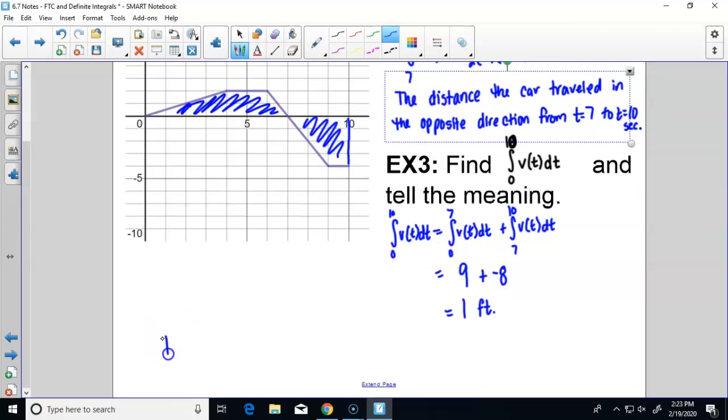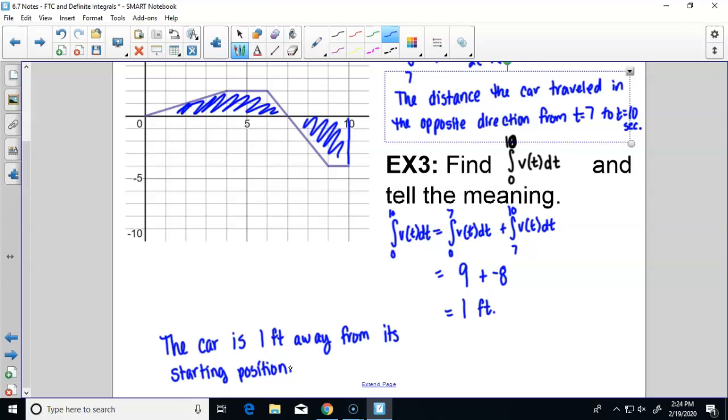So this tells us that the car is 1 foot away from its starting position. And if they had given us something like north or south or left or right or something like that, we could tell this would be the positive direction, so whichever direction that might be. So this is the displacement that you have from the car. It's how far the car is from where it started.